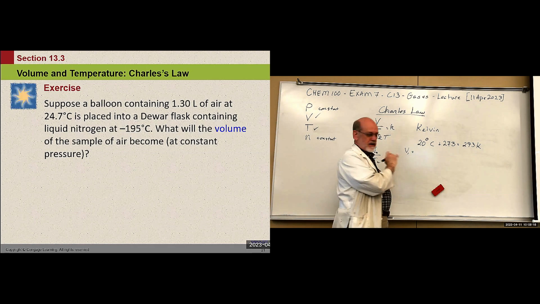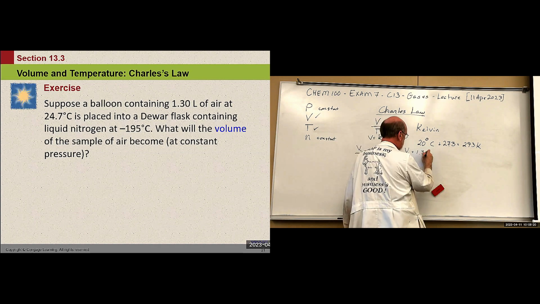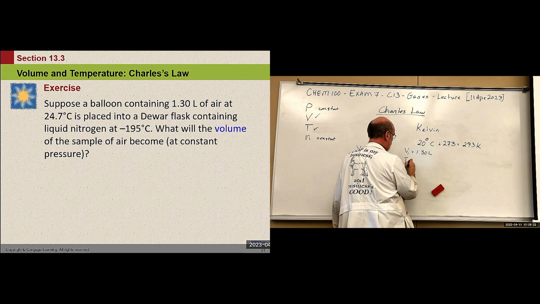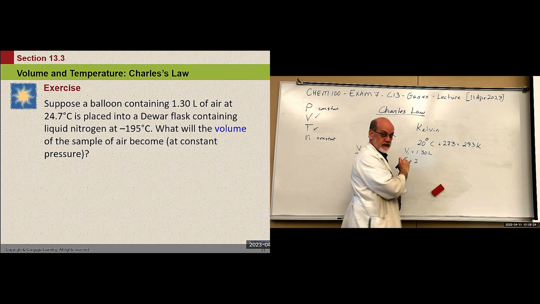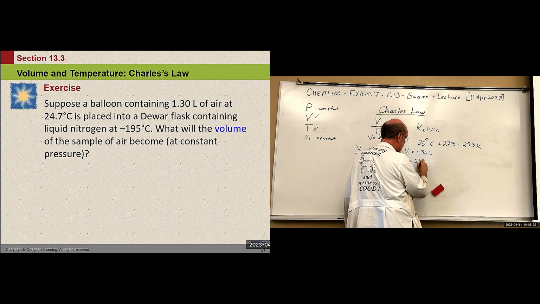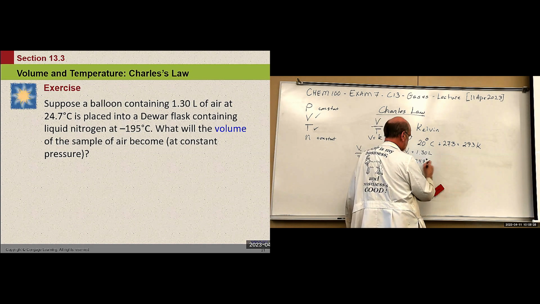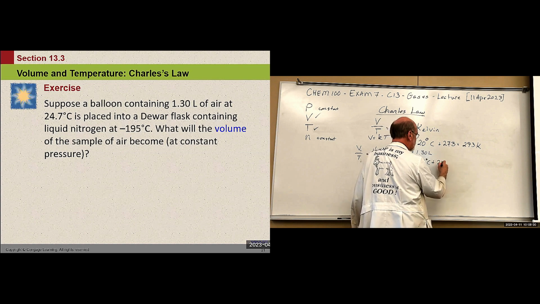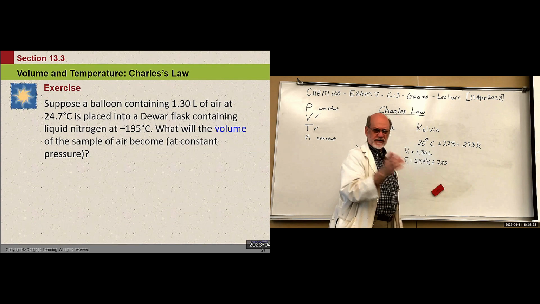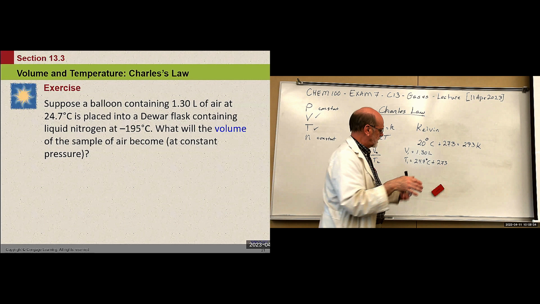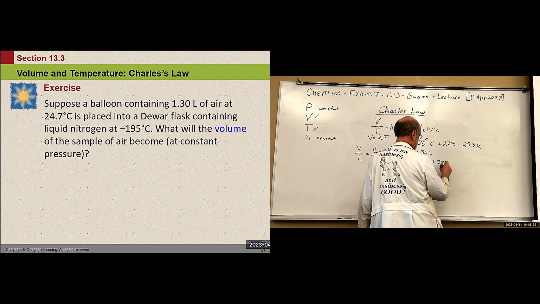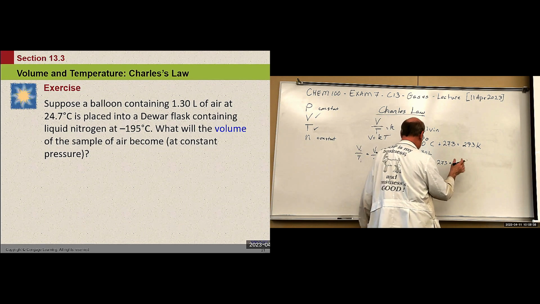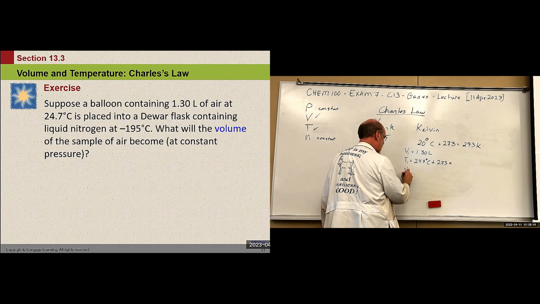That was 1.3 liters of air, and temperature one is 24.7 degrees C. We know we're going to have to add 273 to it. And in fact, the slide may add 273.15. So that's going to be a value. And then we have volume 2 and temperature 2.